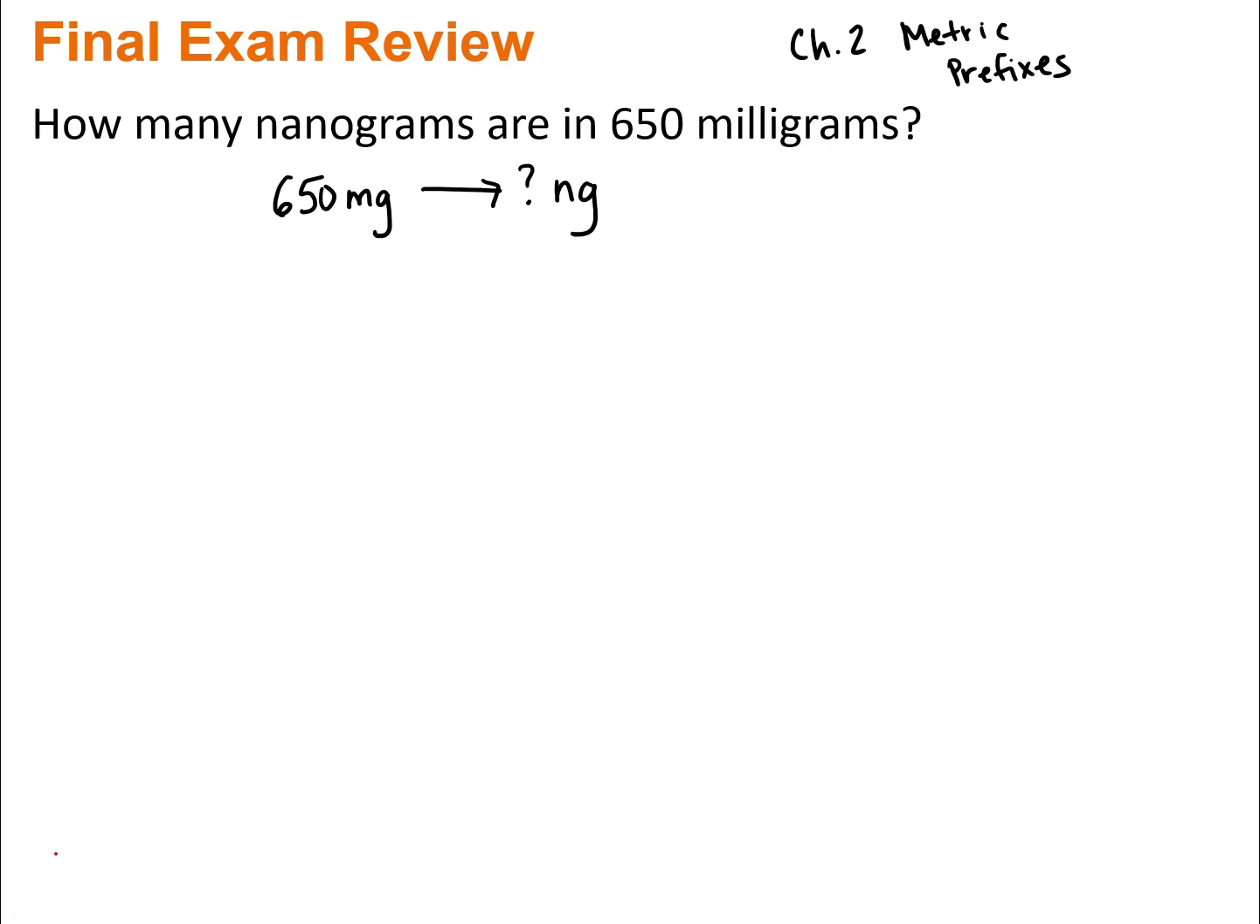When you rephrase the question and you see a prefix on both sides, that means that you can't directly convert from milligrams to nanograms. We've got to use grams as a go-between. So the first thing we do is convert milligrams to grams. Then we convert those grams into nanograms.